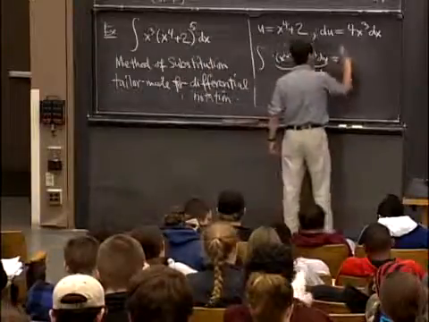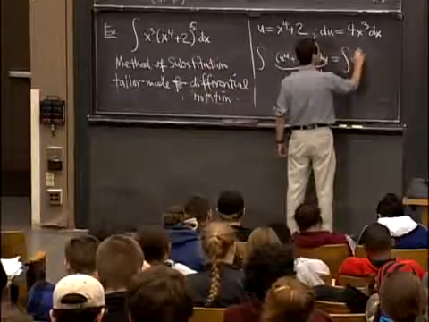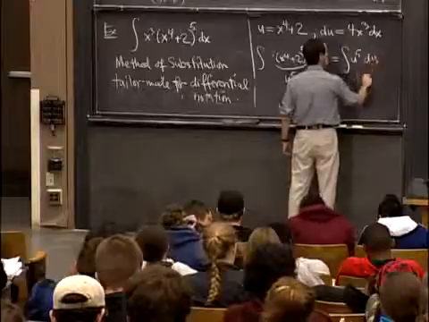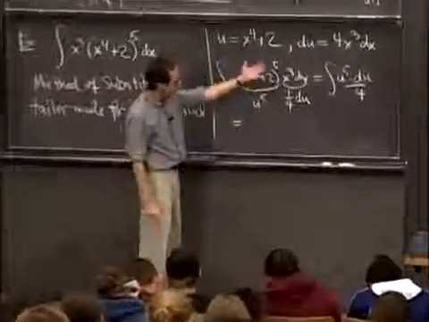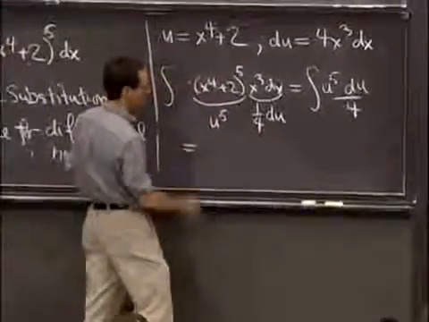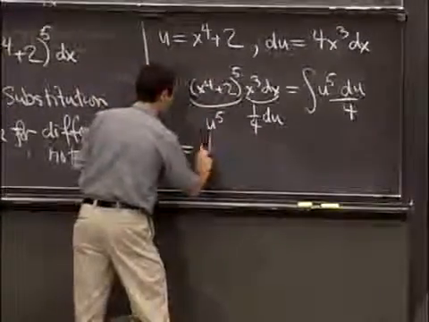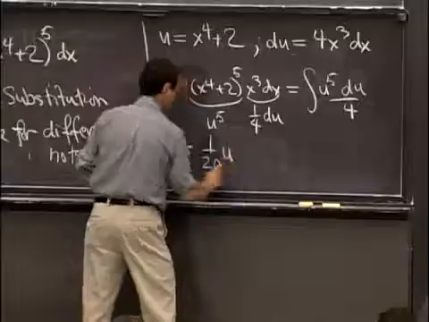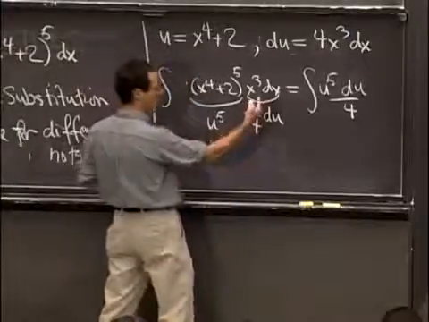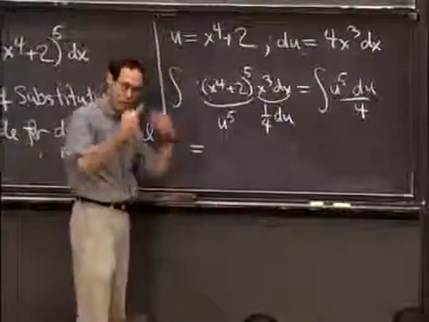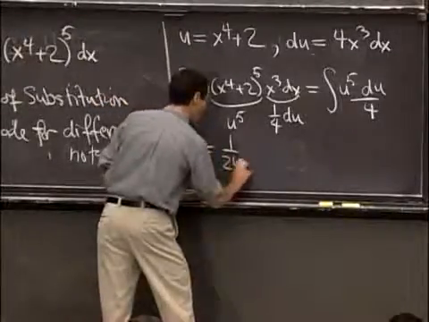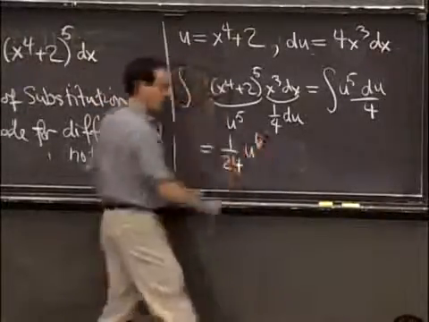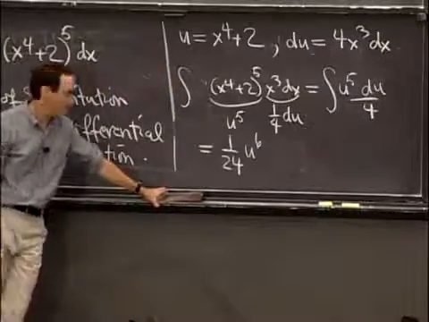So that makes it the integral of u to the fifth du divided by 4. And that's relatively easy to integrate. That is just a power. So let's see. It's just a 20th u to the, whoops, not a 20th. The antiderivative of u to the fifth is u to the sixth with a 1/6. So it's 1 over 24 u to the sixth plus c.